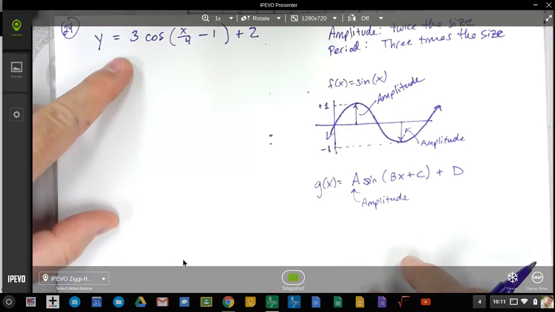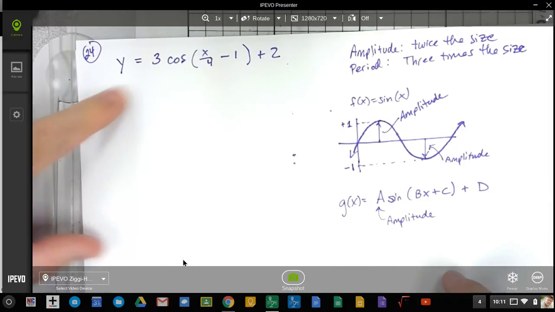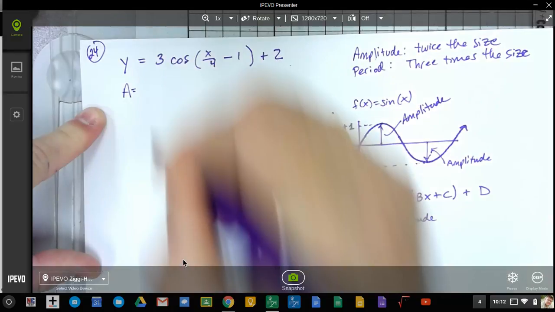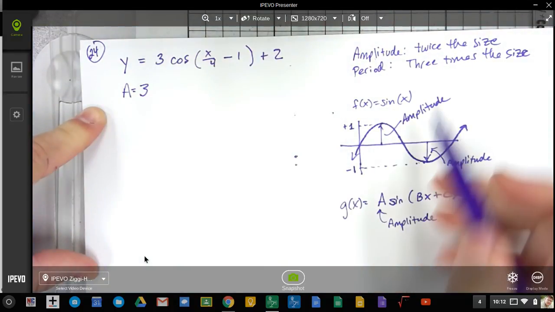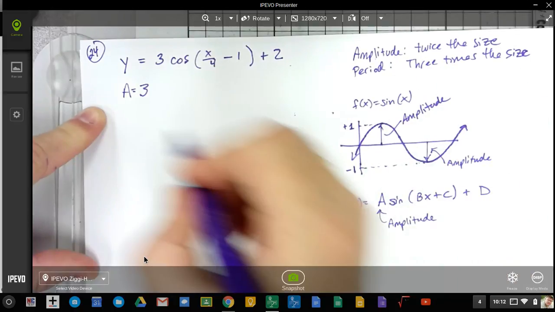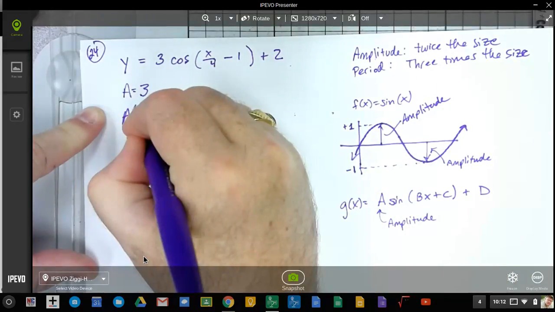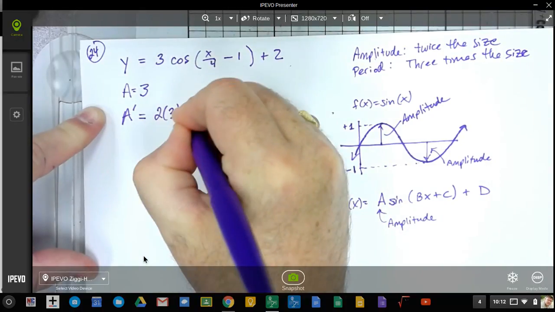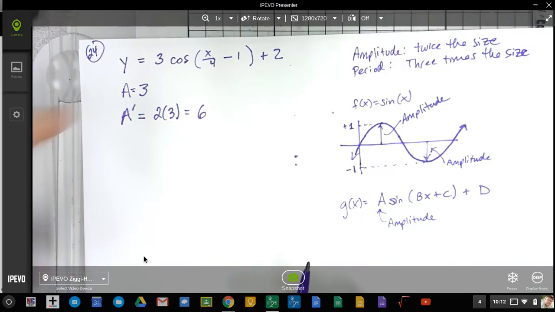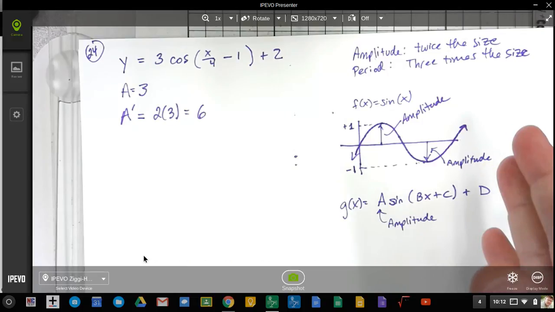So if I go back to this over here, I know that my amplitude is what? 3. And if I want an amplitude that's twice the size, I'm going to say my new amplitude, A prime, is 2 times that, which is 6. Now, guys, just that one piece of information, I want you to see what that does. And that's easy, right? You just have to know what it is and where it is on the function.